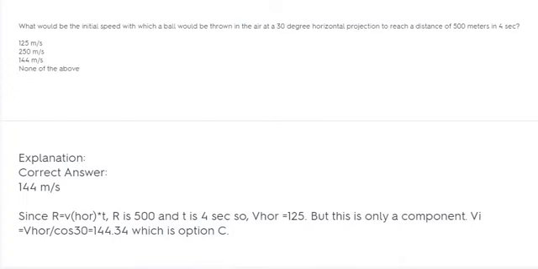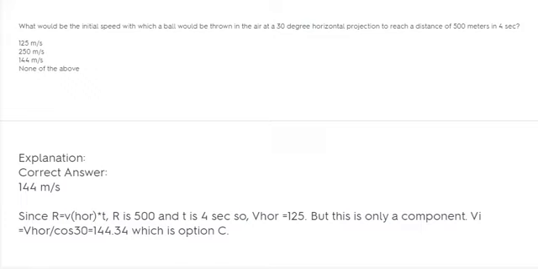What would be the initial speed with which a ball would be thrown in the air at a 30-degree horizontal projection to reach a distance of 500 meters in 4 seconds? 125 meters per second, 250 meters per second, 144 meters per second, none of the above. Explanation.